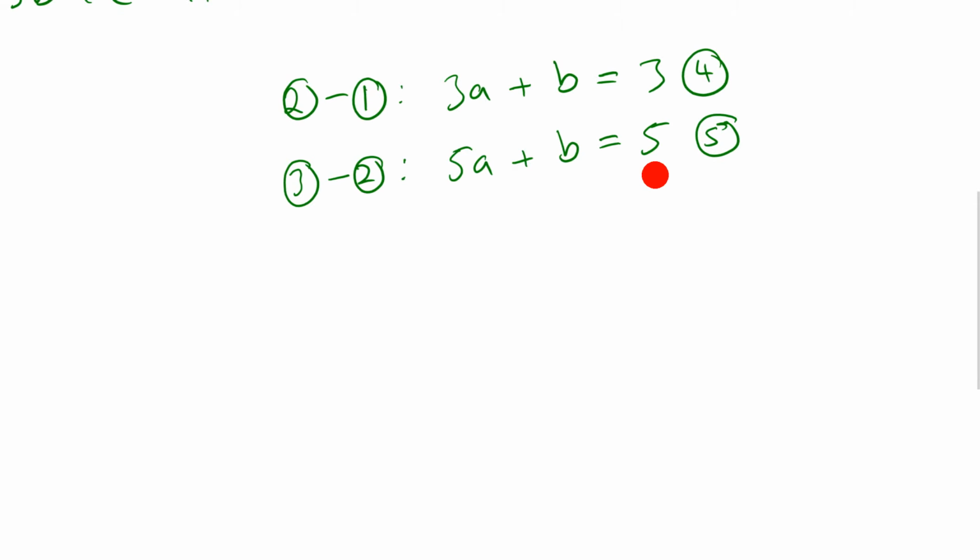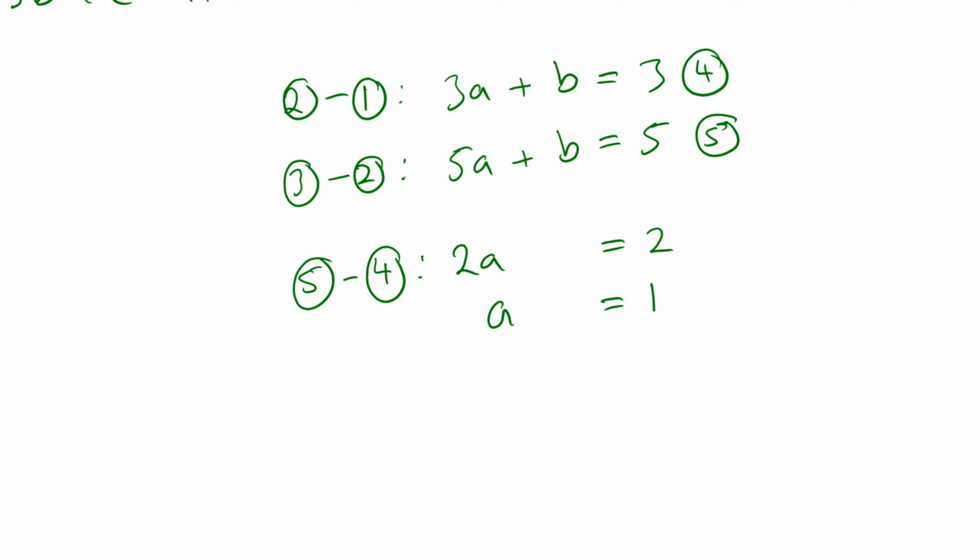What can we get rid of in these equation 4 and 5? We're almost there now. Can you take them away? Yeah. So you do equation 5 take away equation 4. Cool. So it'll be 2a equals 2. So a equals 1. Nice, cool.